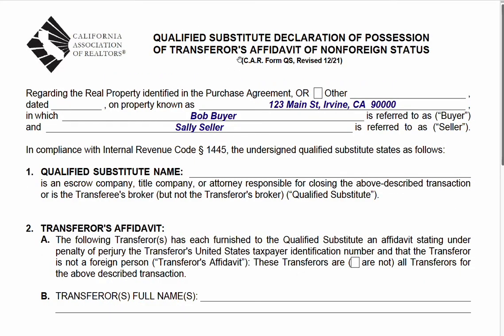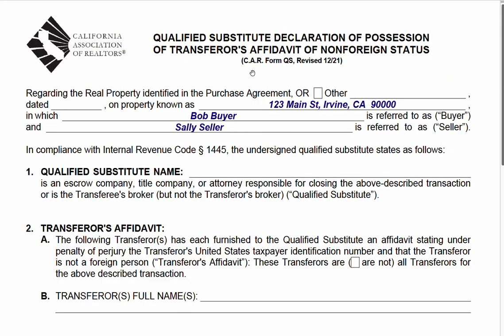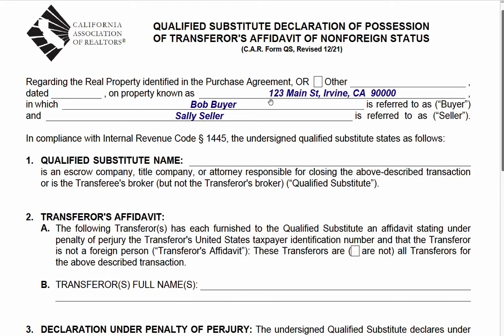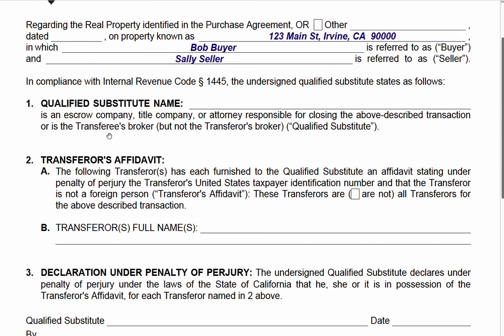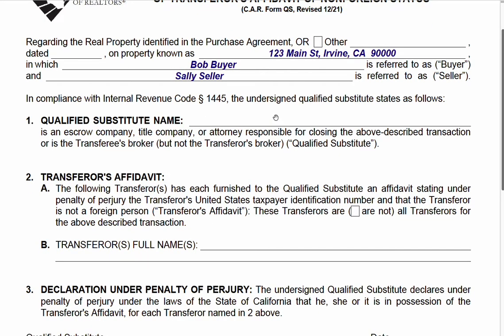Qualified substitute. This is where someone says they have an affidavit on file. This is the affidavit, Form AS. The QS is the workaround, and it basically identifies the property up here. Who's a qualified substitute? Almost always it's the company conducting escrow, because escrow gets an affidavit on file. So escrow is going to have their own version of the FIRPTA. The FIRPTA is the affidavit. It's that simple.